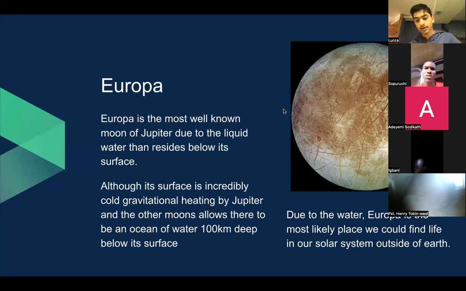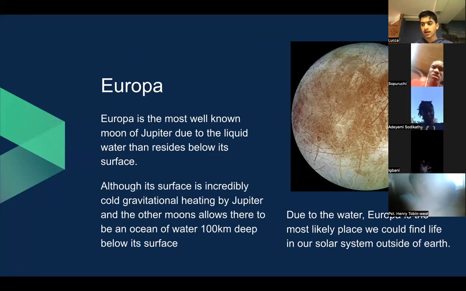Then we have Europa, and Europa is one of the most famous moons in our solar system because there's actually liquid water right below its surface. That's very interesting because we all know life really likes liquid water, and if that exists somewhere outside of Earth, it means there could potentially be life. It'd be the most likely place we could find life in our solar system outside of Earth.